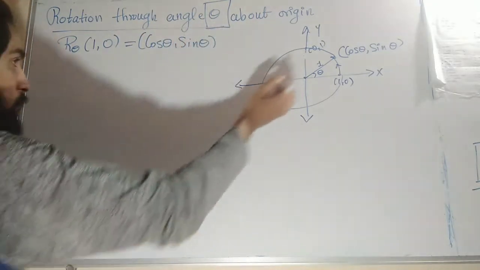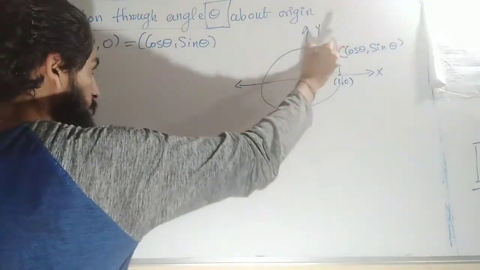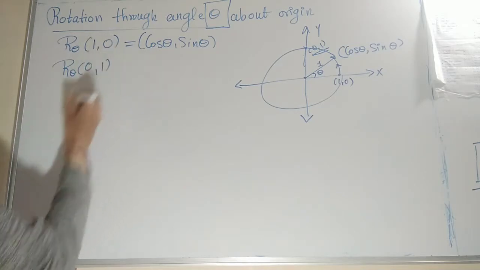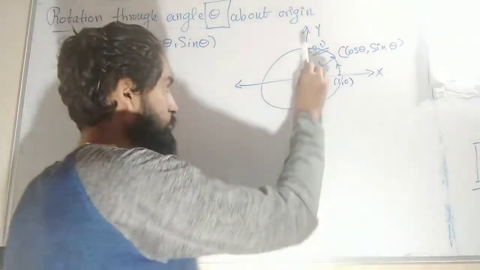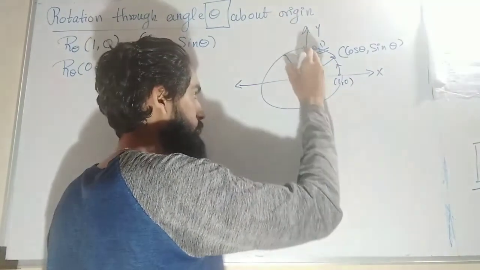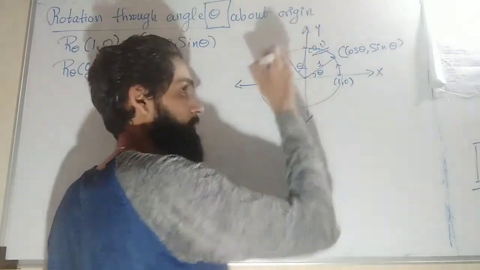Now I want to think about E2, that is nothing but this point. So I want to work on R theta of 0, 1. I know my map is nothing but the rotation by angle theta, so this will get mapped to somewhere over here, where this angle is theta.